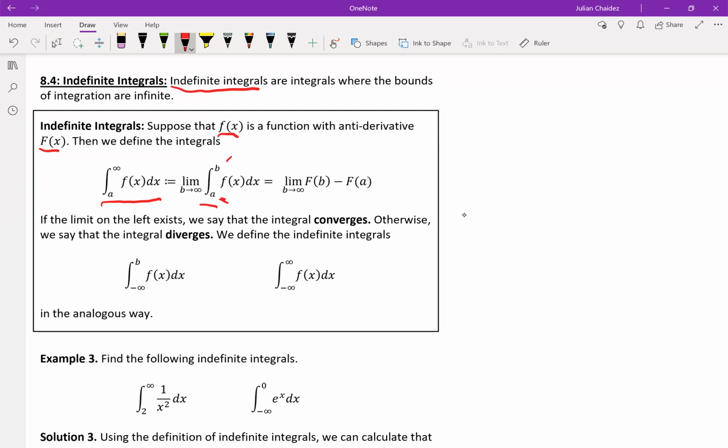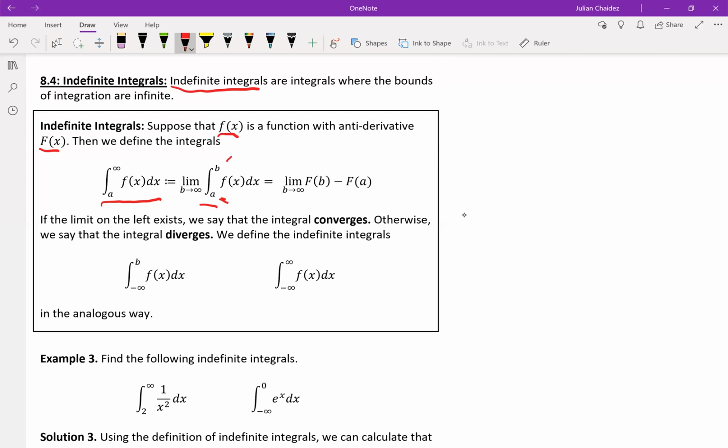So basically, the way that I define the integral from a to infinity is I take a finite integral, an integral from a to some finite b, and then I take the limit of that integral as b gets arbitrarily large, as b goes to infinity.